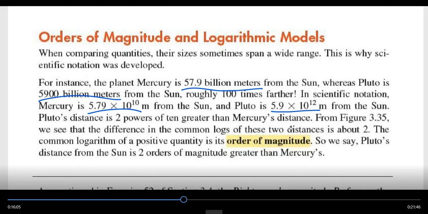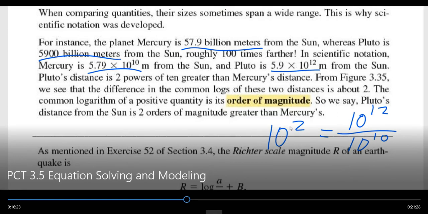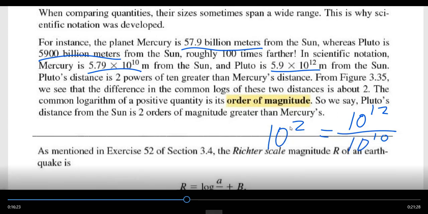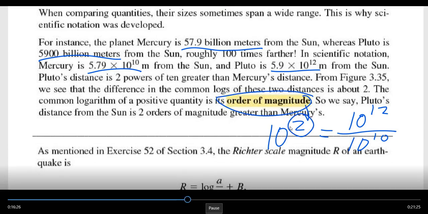If you were to divide them, the orders of magnitude would be 10 to the 12th over 10 to the 10th. When they say orders of magnitude, remember, you divide like bases, you subtract the exponents. They are referring to this exponent difference, because when you're dividing like bases, you subtract the exponents. So 12 minus 10 gives me 10 to the second. Then the order of magnitude would be 2.